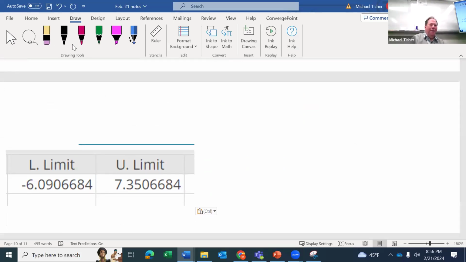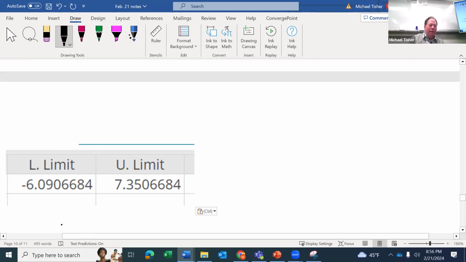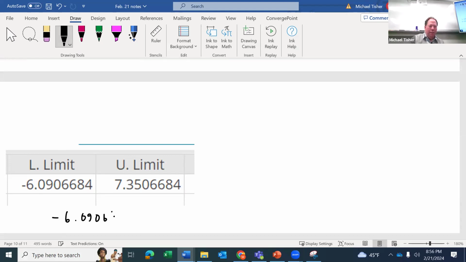Okay. Now, here's what it's saying. It's saying that we have negative 6.09066684 is less than mu1 minus mu2. L limit means lower limit. That's the lower limit of the confidence interval. And less than mu1 minus mu2, less than the upper limit goes over here, 7.35066684. So that's my confidence interval for this problem. Any questions?